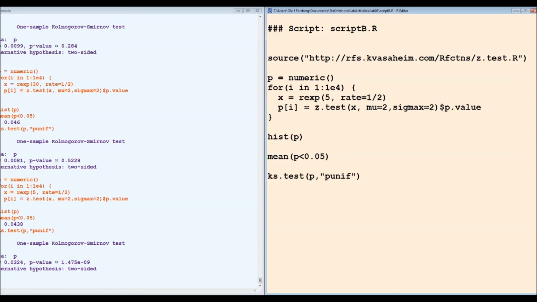I mean, the p-value is 1 times 10 to the negative 9th, which if we were to write that out, would be 0.00000001475, which is definitely less than alpha. So if the sample size is 5, this is not an appropriate test. But it seems like if the sample size is 30, it is an acceptable test.